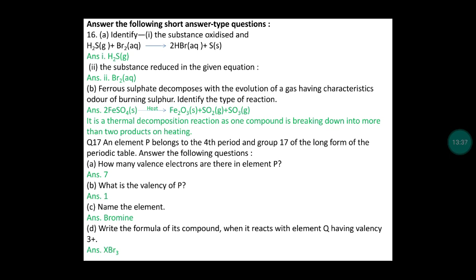Here the reaction is 2FeSO4, when it is heated, it forms Fe2O3 plus SO2 plus SO3. And the reaction is a thermal decomposition reaction, as one compound is breaking down into more than 2 products on heating.